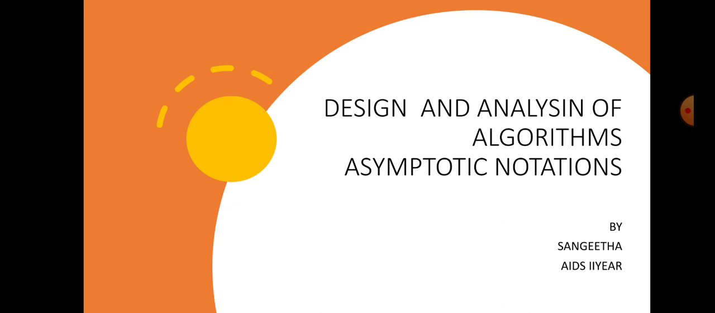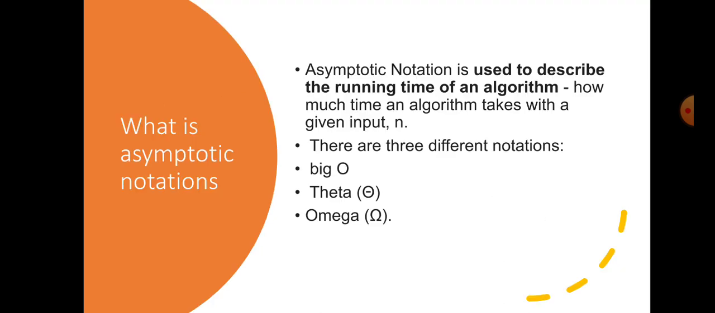Today's topic is asymptotic notations. What are asymptotic notations? Asymptotic notation is used to describe the running time of an algorithm, how much time an algorithm takes with a given input n. There are three different types of notations: big O notation, theta notation, and omega notation.